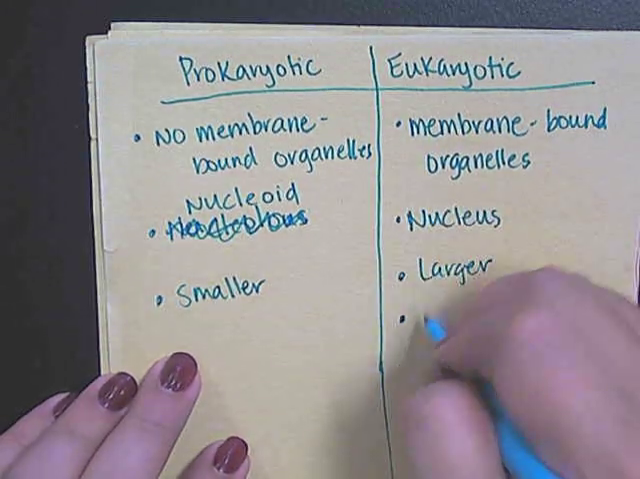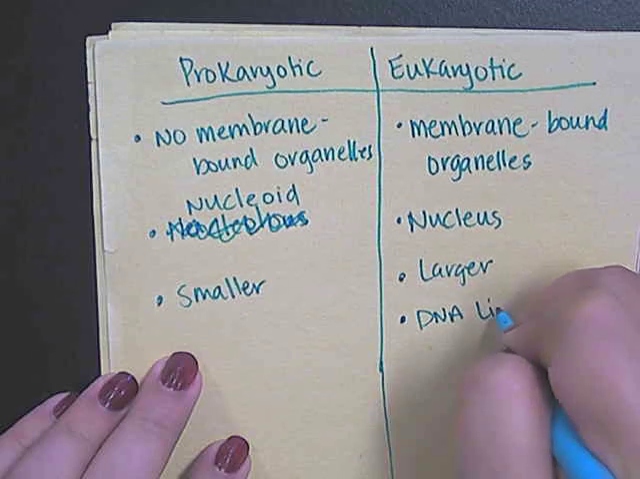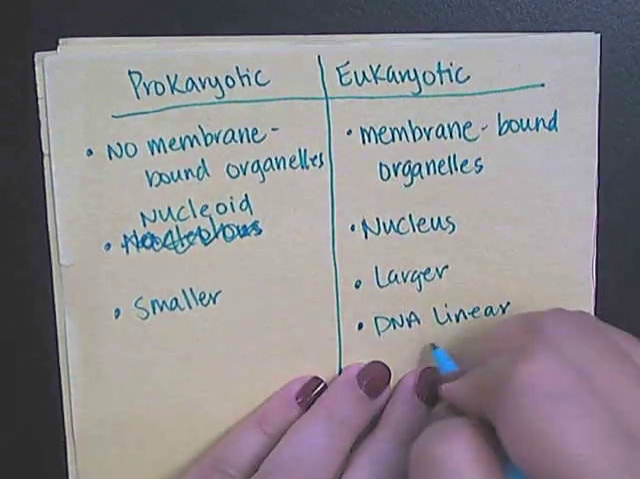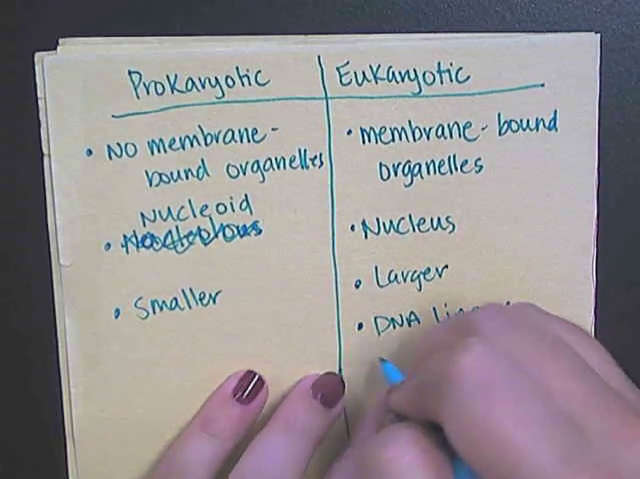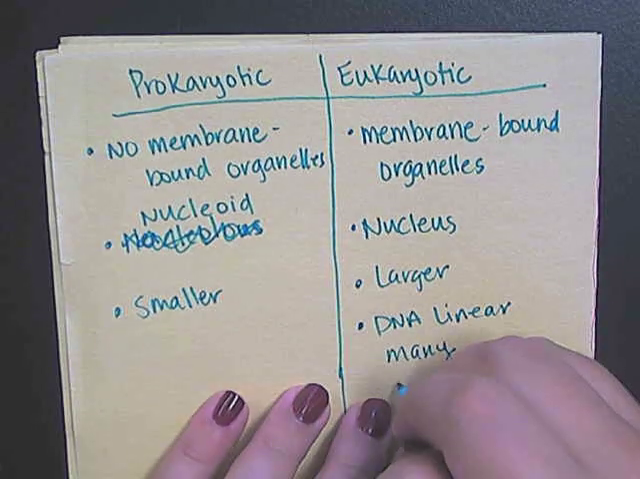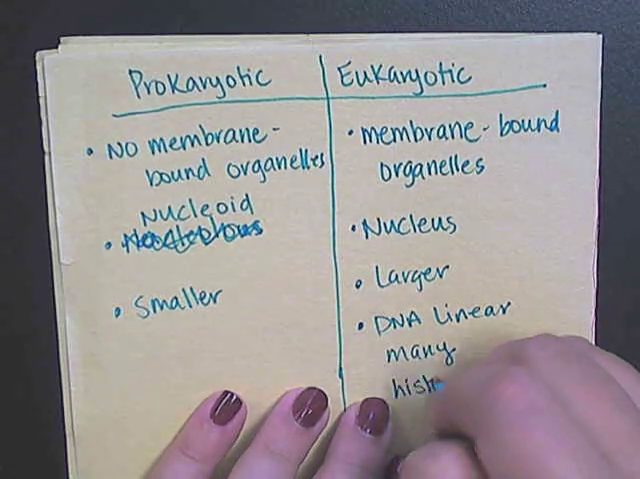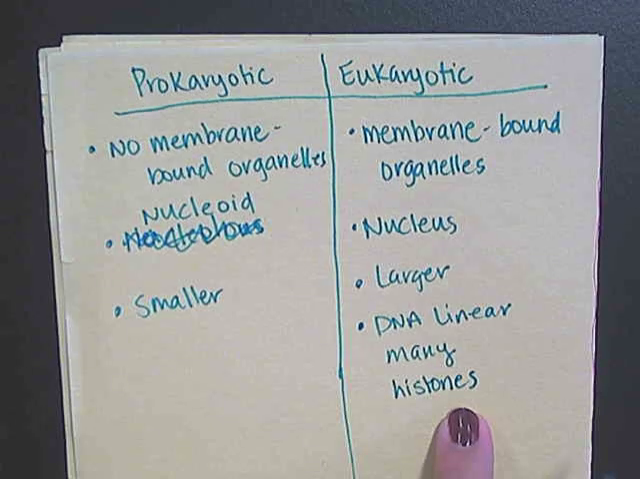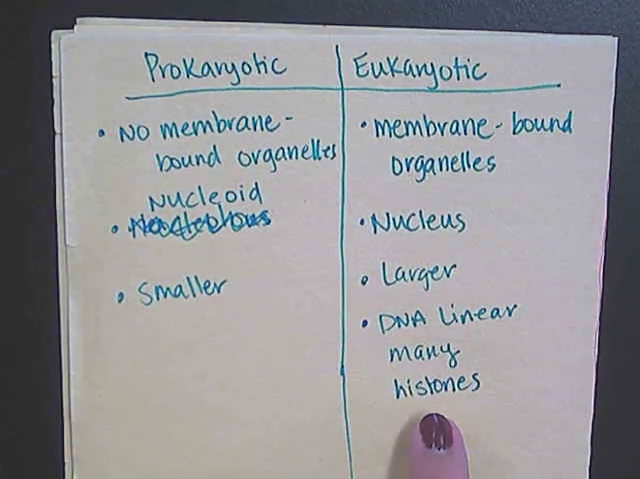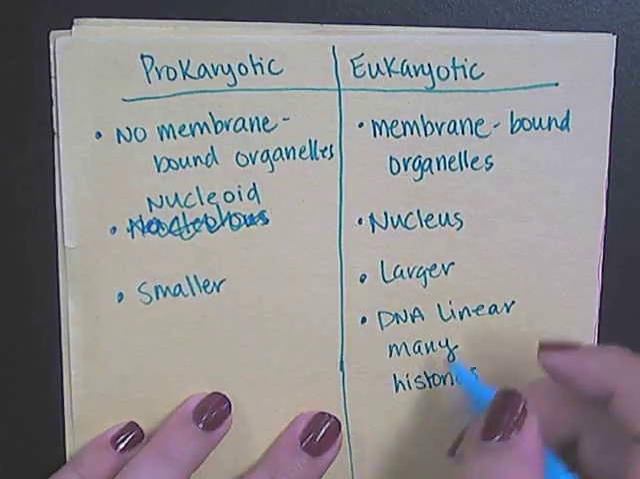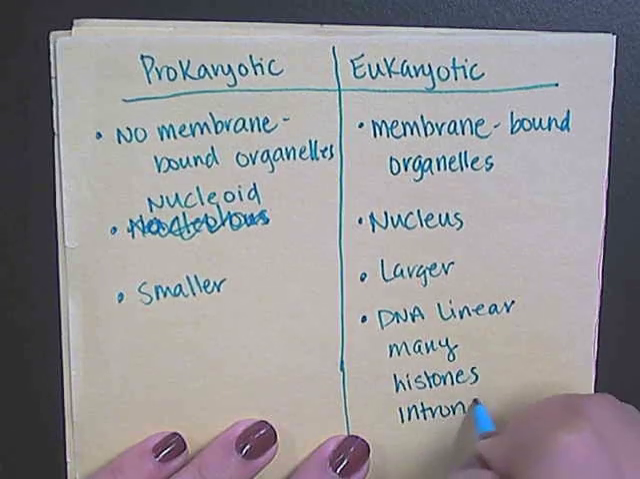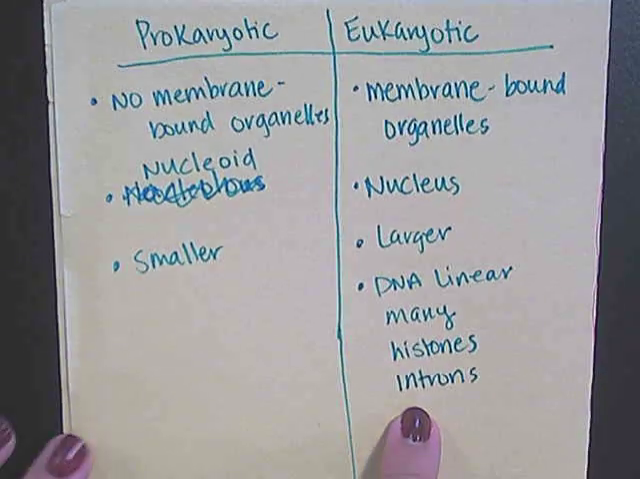Eukaryotic cells tend to be larger than prokaryotic cells, which tend to be smaller. Eukaryotic cells have DNA that is linear. They'll usually have many chromosomes, and they will have histones. Histones are proteins that aid in DNA coiling. You're also going to find introns in eukaryotic cells, and we'll talk about those later in the year.